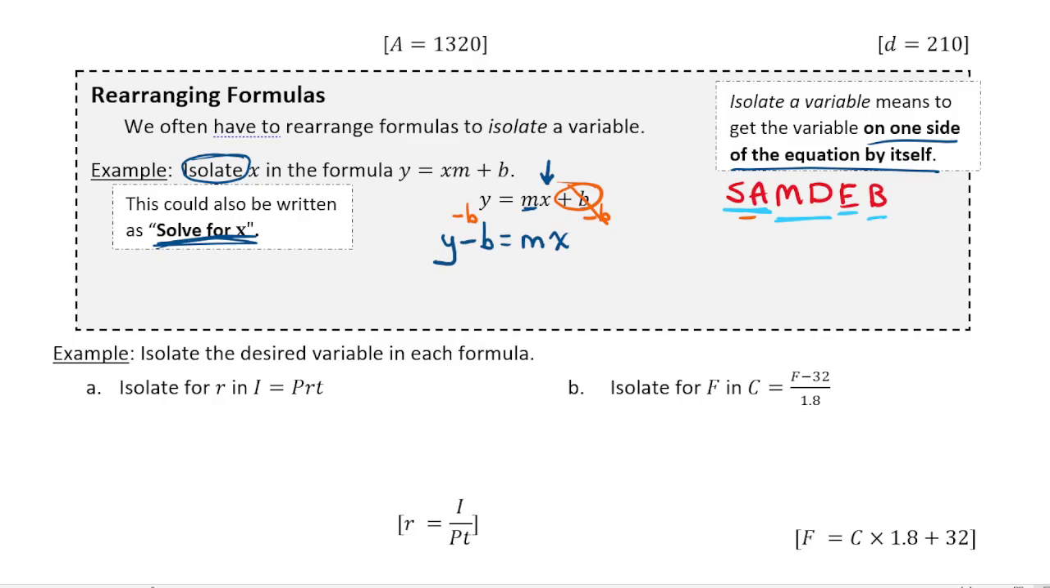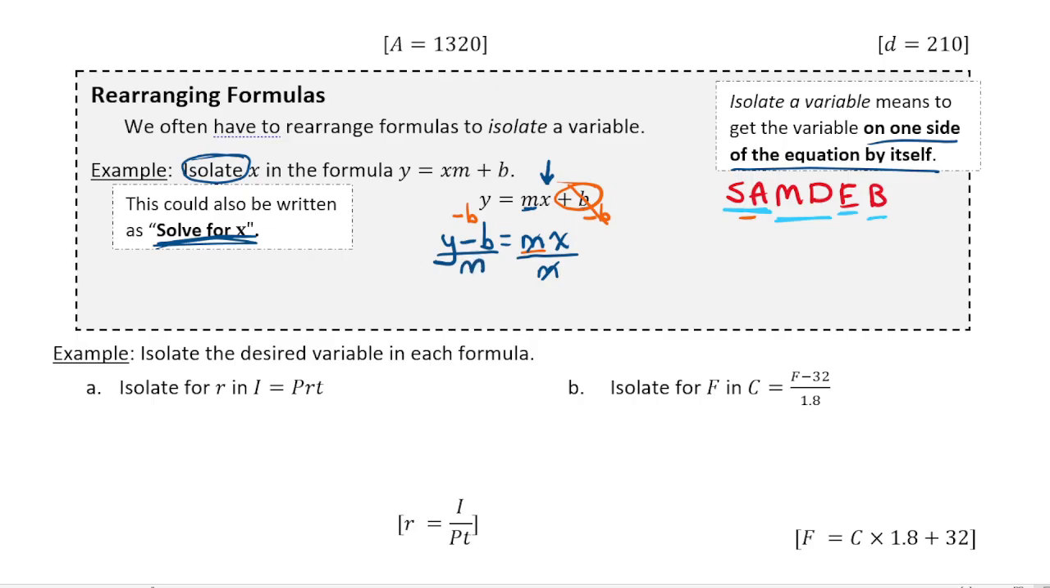And now I go back to my SAMDEB. I have no adding, subtracting, so I do multiplying, dividing next. So I'll get rid of this m that's multiplying by my x. How do I get rid of it? I do the opposite. The opposite of multiplying is dividing. m divided by m is just 1, so that's gone. Whatever I do to one side, I have to do to the other.